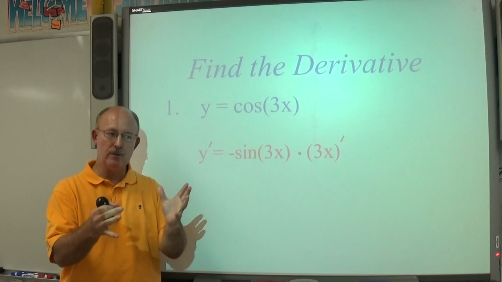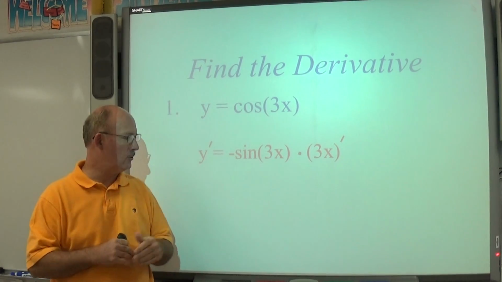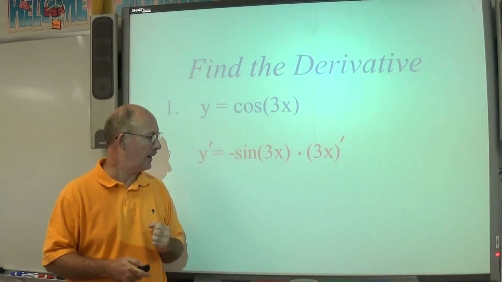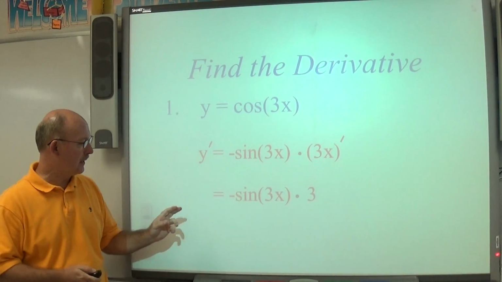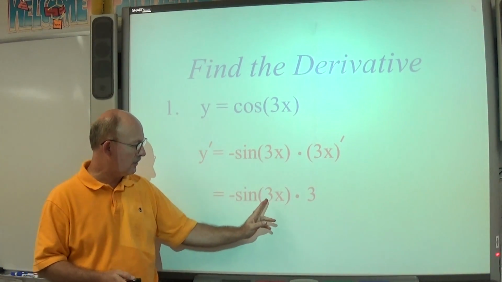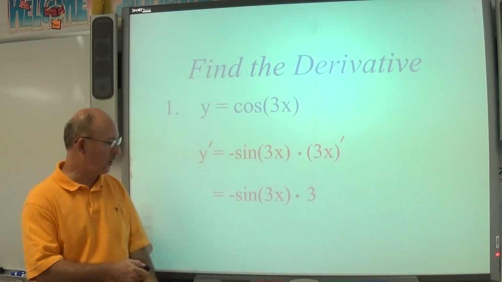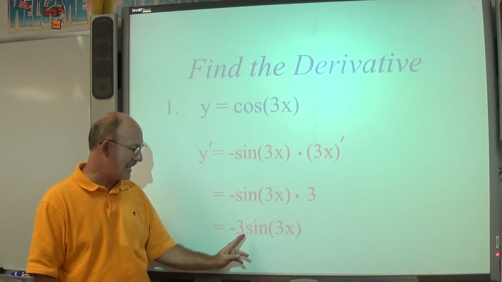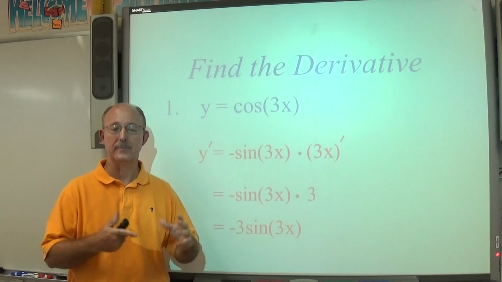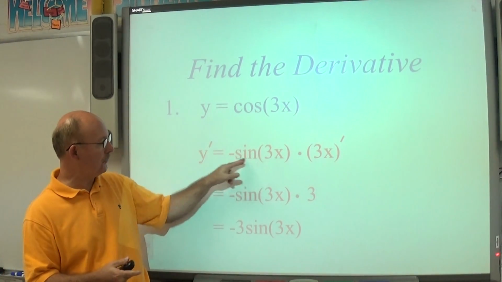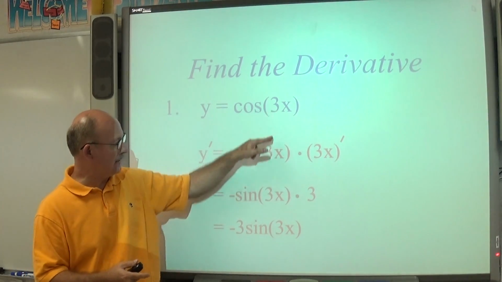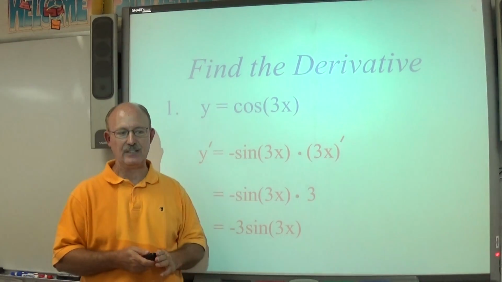Now hopefully after you do a bunch of examples and we look at this for a while, you'll be able to do the chain rule very quickly, right? Now the derivative of 3x is 3, right? So if you bring the derivative down, you'll get your derivative to be negative sine of 3x times 3. Or if you prefer, negative 3 times sine of 3x. That's the derivative, using the chain rule. So the derivative of the outside, negative sine, bring the inside down, times the derivative of the inside.